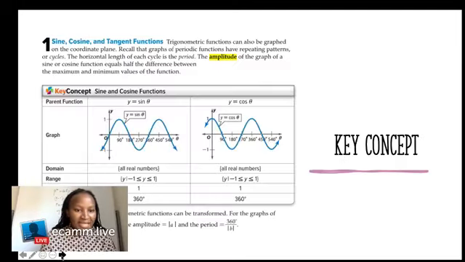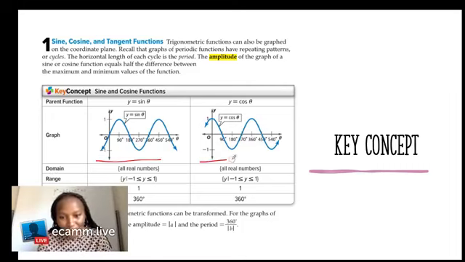Let's go on and look at the properties of our function. So basically, we are going to look at the properties. So this is a sine graph over here, and this is a cos graph over there.